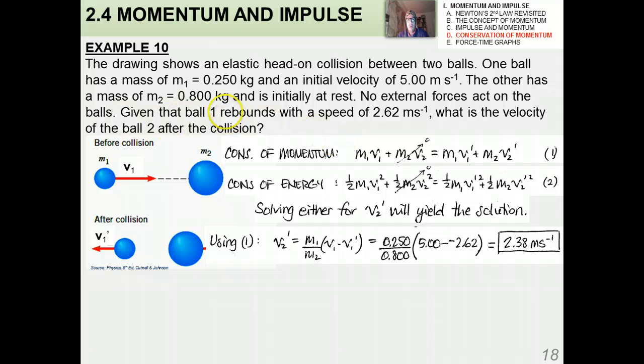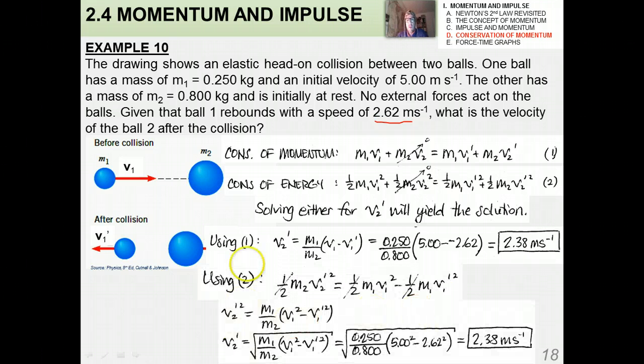I know that ball 1 rebounds with a particular speed. I can either use 1 or 2 to solve. By using 1, the conservation of momentum, I get 2.38 meters per second. Just follow my algebra. Pause it if you need to do the algebra yourself. I recommend you do it on your own scratch paper. Using 2, I also get 2.38 meters per second.